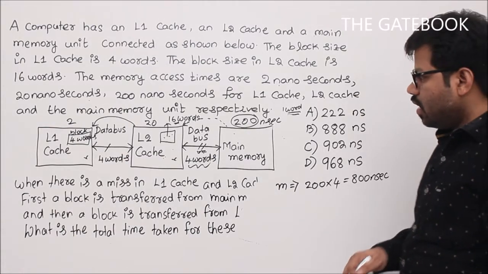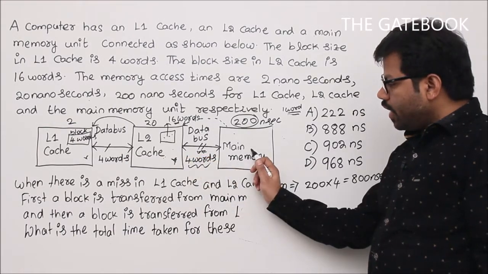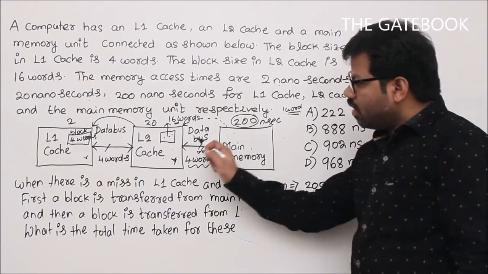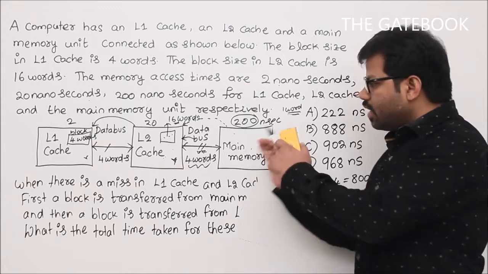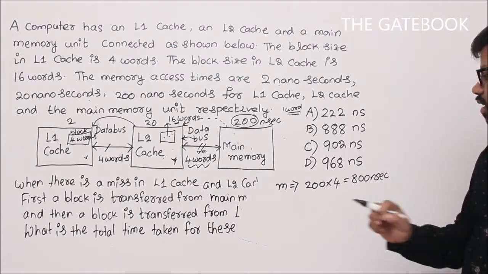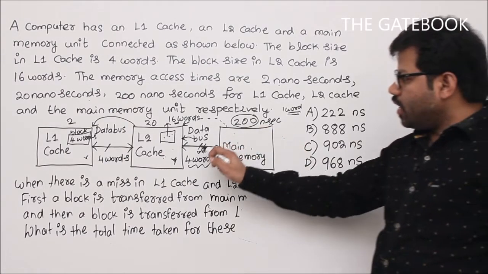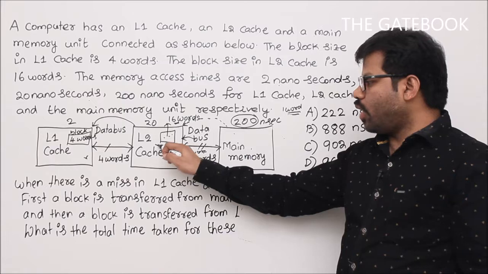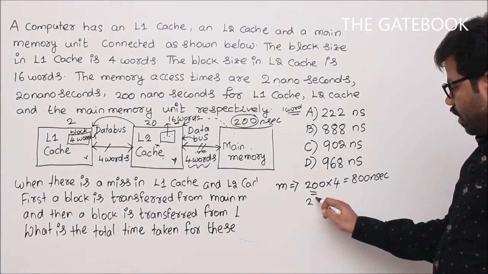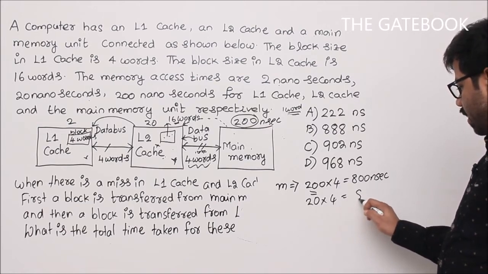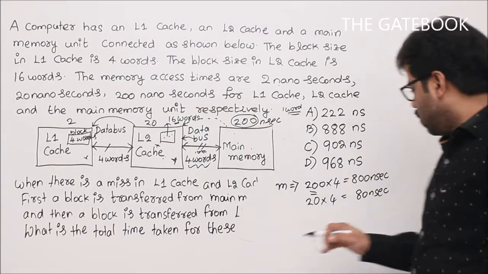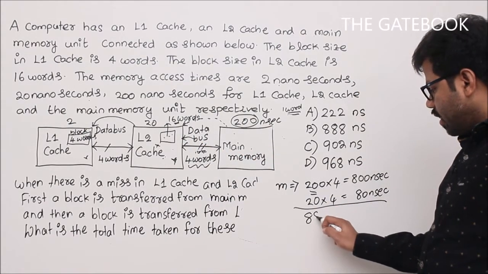That's why I am assuming that you take a set of 4 words from main memory and transfer that to cache. In that way I am dividing the work into 2 parts. Taking the data from main memory takes 800 nanoseconds, 200 for each. Then every such 4 words you keep in the cache. Further you have to access the cache, and each access takes 20 nanoseconds, so 20 into 4 is 80. Finally, to simply transfer the data from here to here, how much time did it take? 880 nanoseconds.